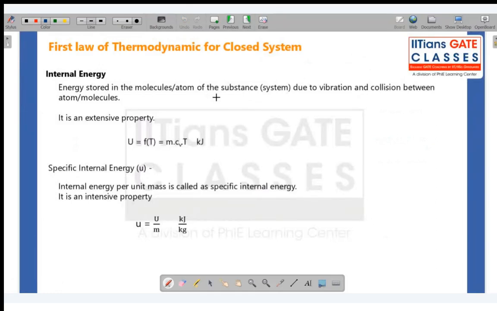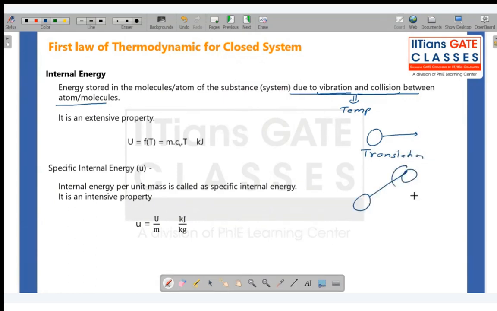Energy is stored in the molecules of the substance due to vibration and collision between the atoms and molecules. That's why I was not explaining it there, because it was anyway coming. Now, why does vibration in molecules happen? It happens because of the temperature. Molecules have some translation; they move from one place to another, which is called translational motion. They can also have some rotation with respect to each other.